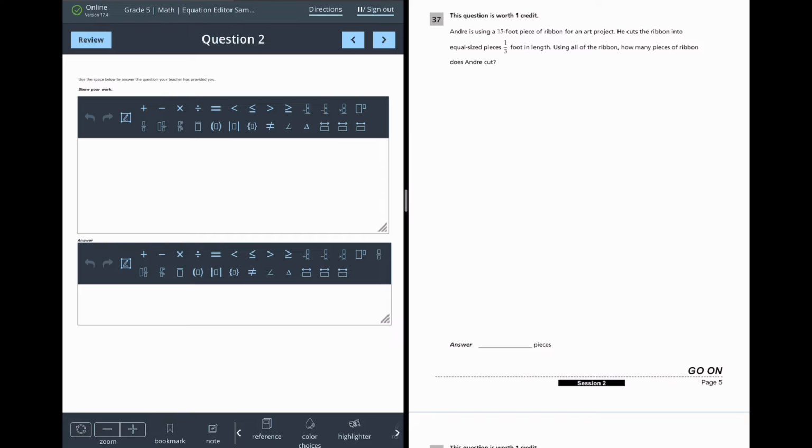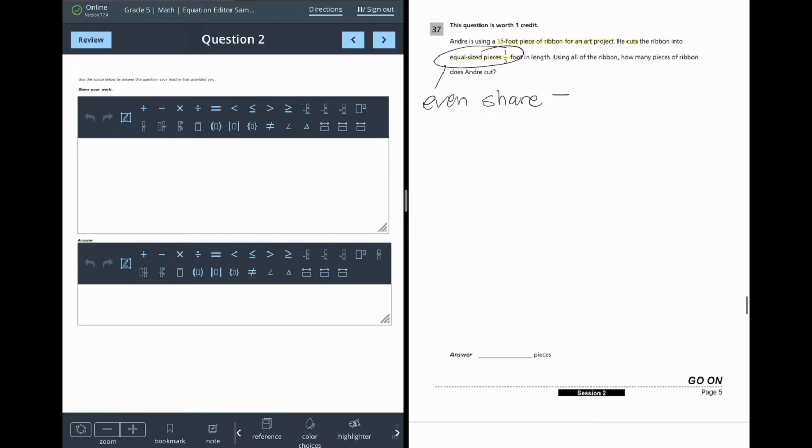Let's look at number 37, which is also a 1-point answer, so we're only going to put our answer in the answer box. Andre is using a 15-foot piece of ribbon for an art project. He cuts it into equal sized pieces of 1/3. So this is already telling me I have an even share, so I know this is going to be division. Using all the ribbon, how many pieces of ribbon will he cut?